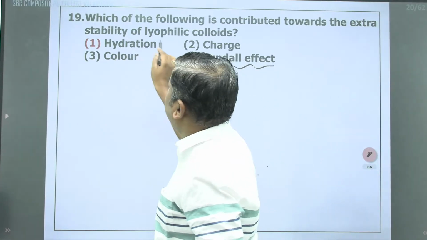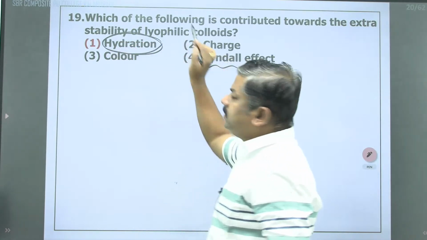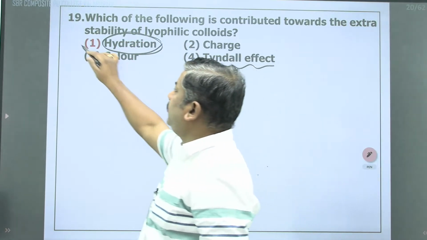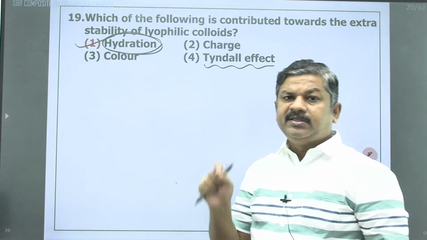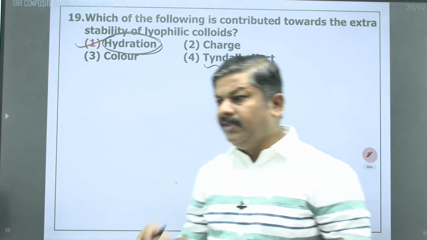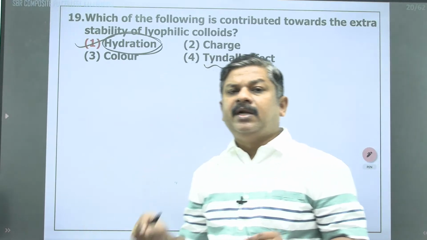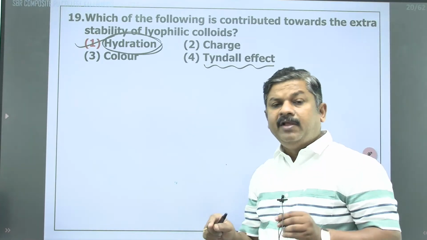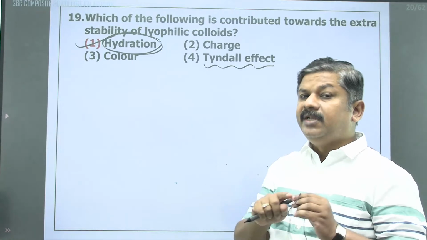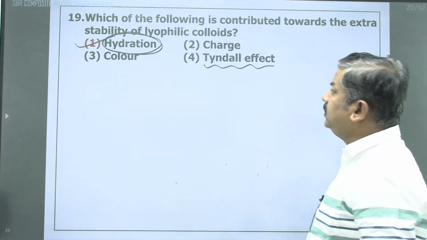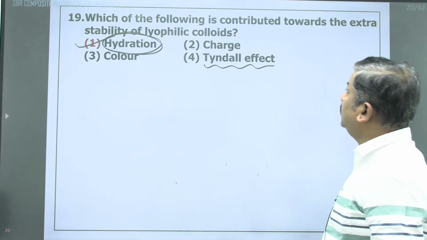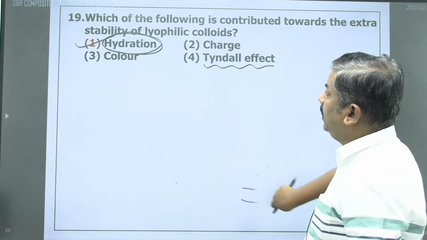Already have mentioned number of times. Hydration or solvation is the main responsible factor for the stability of lyophilic colloids. Because of excess amount of hydration or solvation, lyophilic colloids are found to be more stable. Generally, they do not undergo the process of coagulation easily. So hydration is the main responsible factor for the stability of lyophilic colloids.